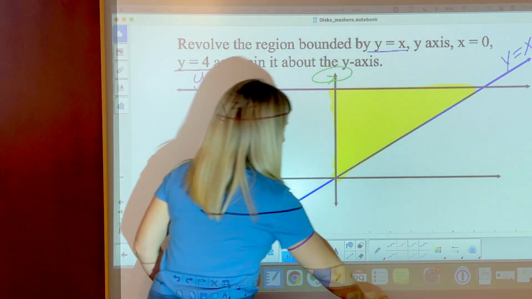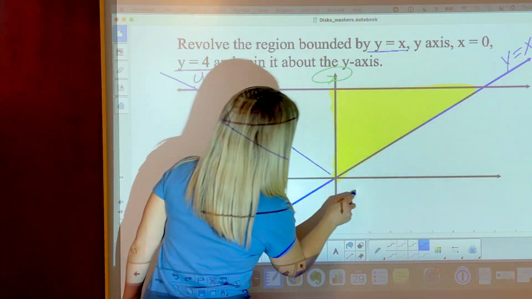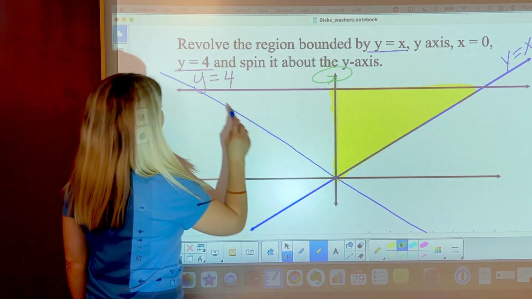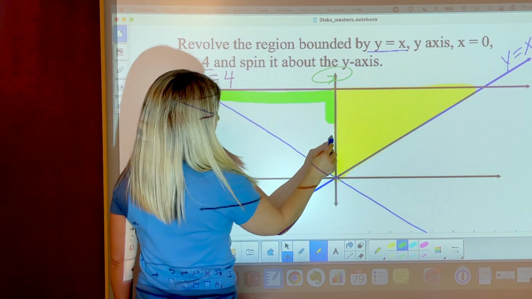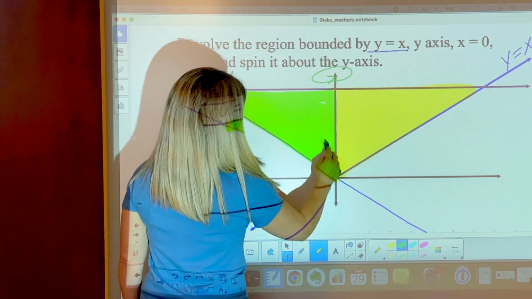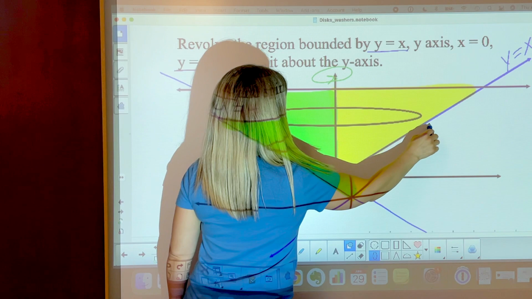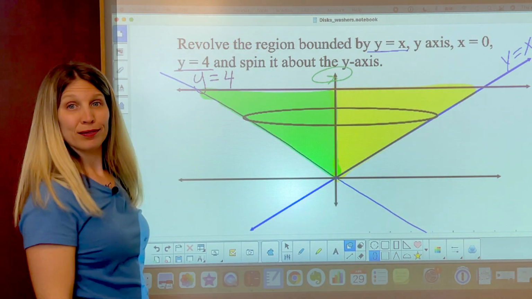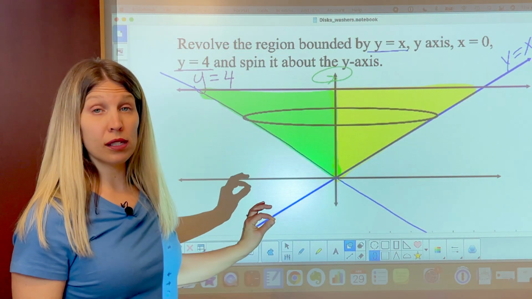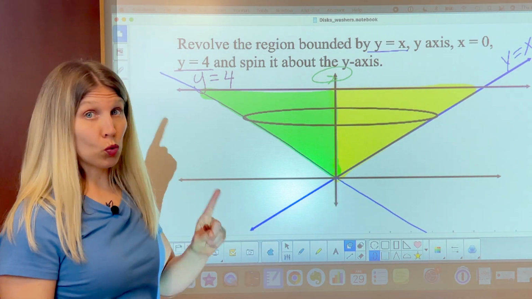So if we want to draw the shadow of this, our line's going to go this way. Our shadow is actually going to be this side over here, which means our circles are going this way. So notice there's no hole in the center, which means we have a disk, which is just one circle.